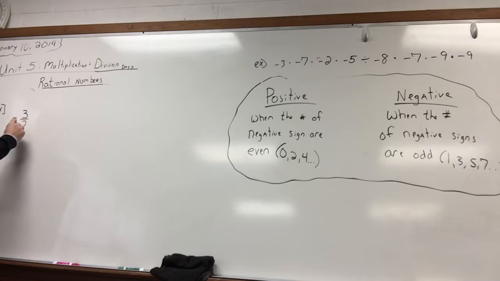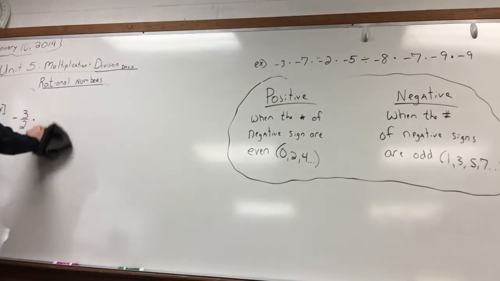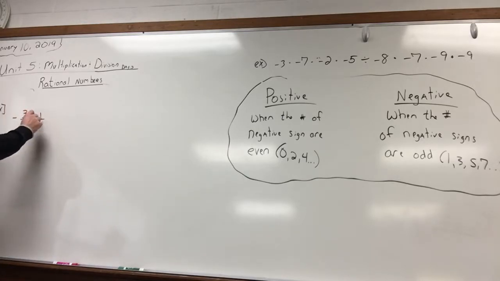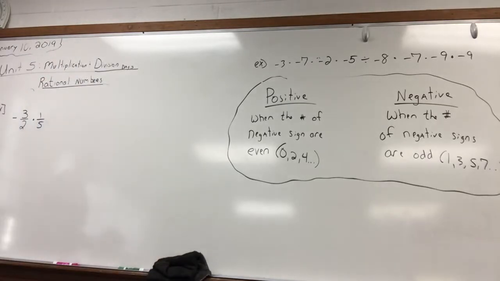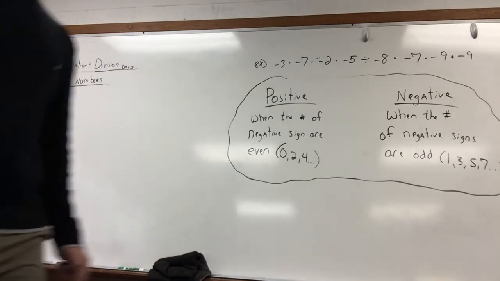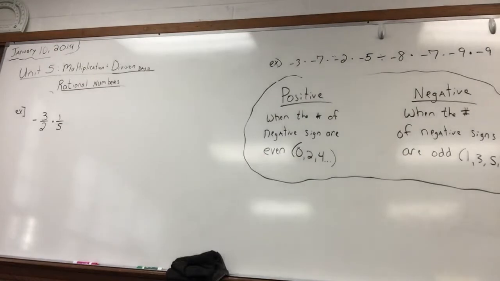Negative 3/2 times 4... actually, I don't like that. Don't do that one. Times 1/5. I like that one better. So negative 3/2 times 1/5. Show your work. Raise your hand once you have it.